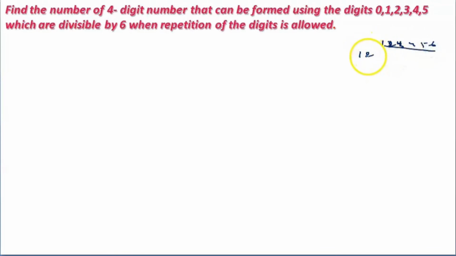Let us find the three-digit number. Arrange 1, 2. The last place may be 1, 2, 3, 4, 5, 6. 121 is not divisible by 6, 122 is not divisible, not divisible, not divisible. So when you arrange the first two places, then the last place can be filled in only one way, such that the total three-digit number is divisible by 6.